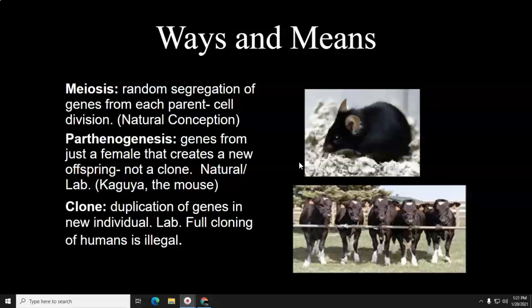And then there's also cloning. This has come a super long way since we figured out how to do it way back in the late 60s. It's the duplication of genes in a new individual. So you have one creature and you get an exact duplicate of that creature. You do that by extracting the DNA and implanting it into an egg. So the host, the mother, doesn't even have to be related. In some cases, it doesn't have to be the same species.